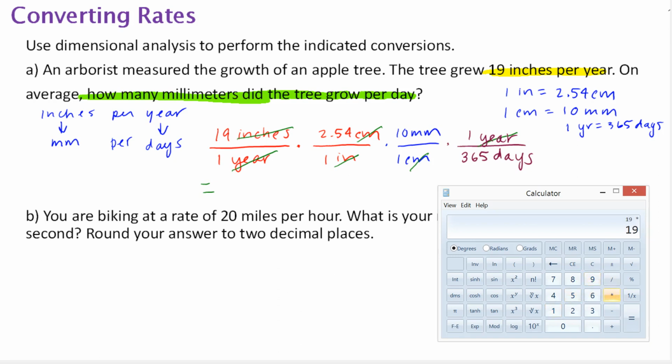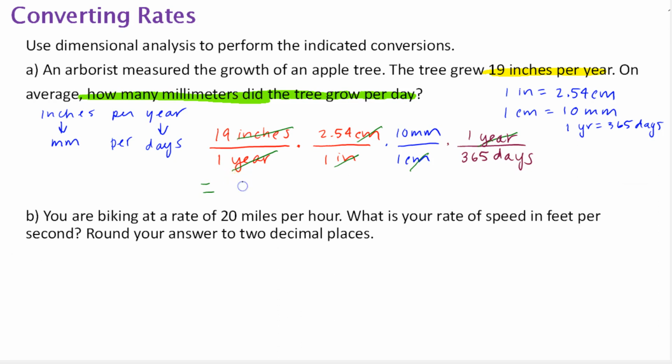19 times 2.54 times 10. So we have 482.6 in the numerator. And notice that the units that remain are millimeters. That's going to be over, well, the denominator, we have 1 times 1 times 1 times 365. So we can just write 365 and the units are days.